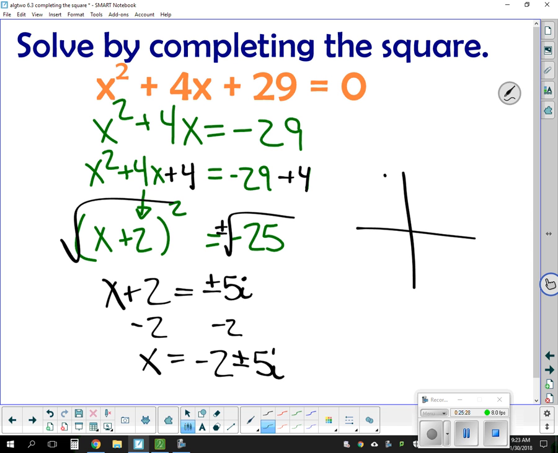Remember when we were graphing and we were able to get no solution problems? When you're completing the square, we will never say no solution. These imaginary ones go with graphs like this. Okay? So if you get imaginary solutions and you graph that type of quadratic, it will look like one of these. It won't actually intersect the x-axis.